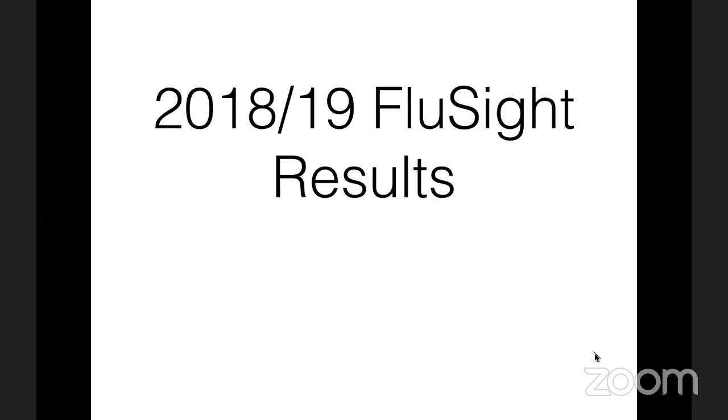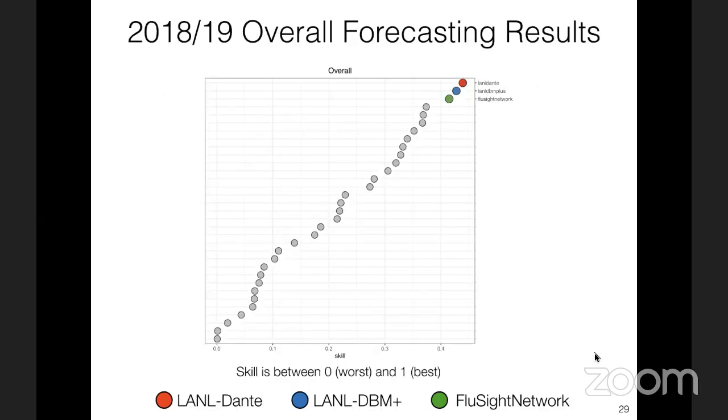Okay, so that was sort of the Dante description. The results, I guess I already mentioned, it went about as well in 2018-19 for the LANO models as it could have gone in a relative sense. Dante, again, got first, DBM Plus got second place last year. And then I'm just going to call it the FluSight Network. This is an ensemble model led by Nick Reich at UMass Amherst.